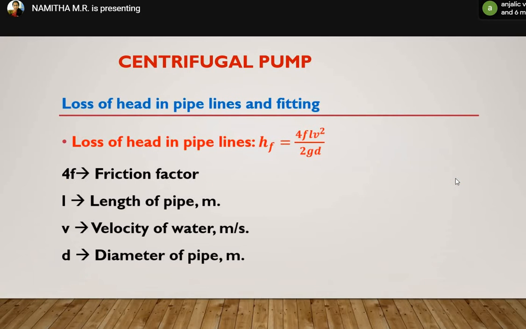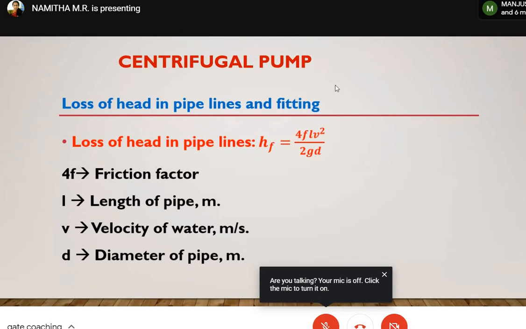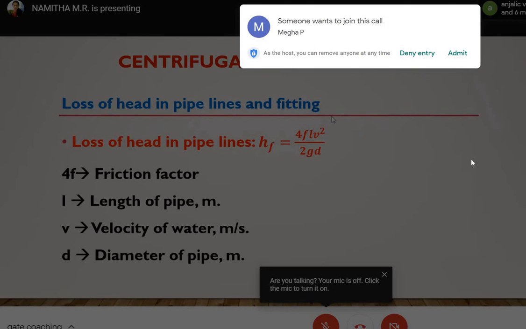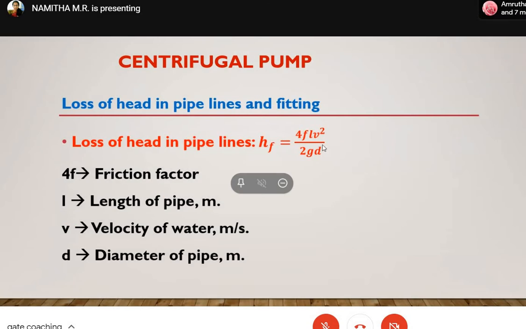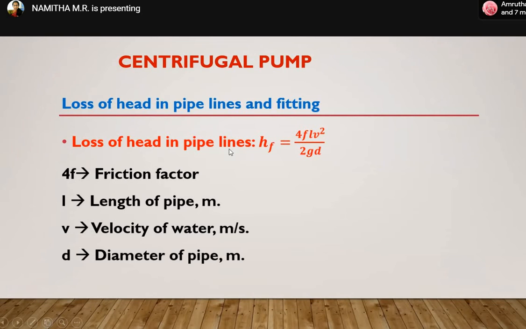So we will see what are the different losses. Okay, you all know the suction head and delivery head, but what are the different losses that can occur in a pump? The loss of head in pipelines and fittings is one of the losses. This is one kind of loss. Inside the pipelines and fittings, the loss is accounted as hf = 4fLV²/2gD. This equation you all may know. This is the Darcy-Weisbach equation for head loss in pipelines. So 4fLV²/2gD is the equation. This will happen for the delivery end as well as for the suction end. Okay, pipe for delivery end as well as for suction end, this loss may happen.